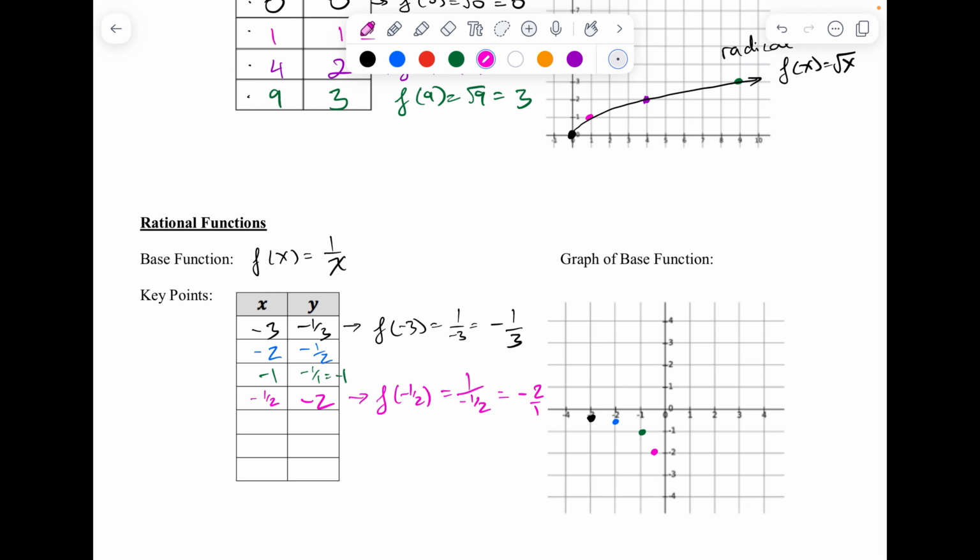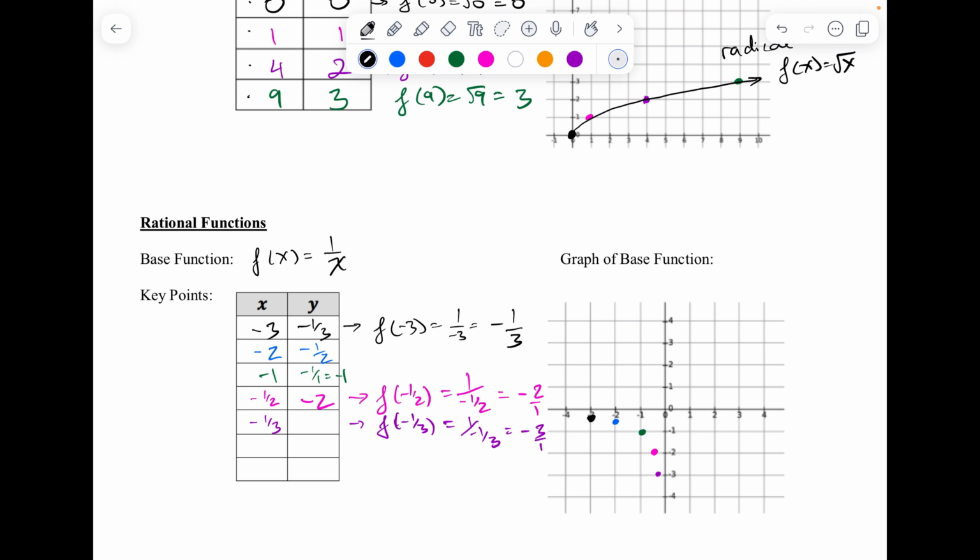I'm also going to try -1 over 3. Well, f at -1 over 3, if I plug that into my calculator, it's -3 over 1. So that means at -1/3, I'm down to -3.